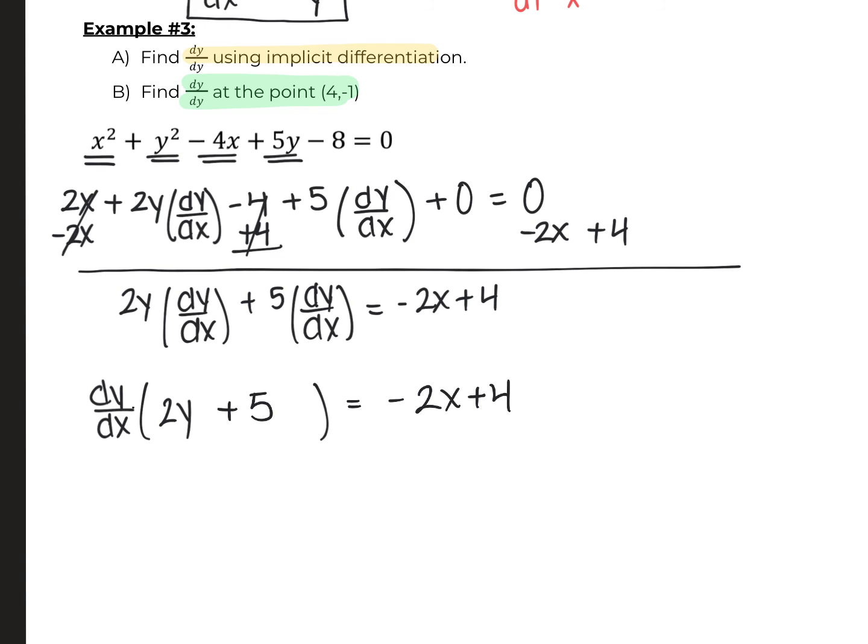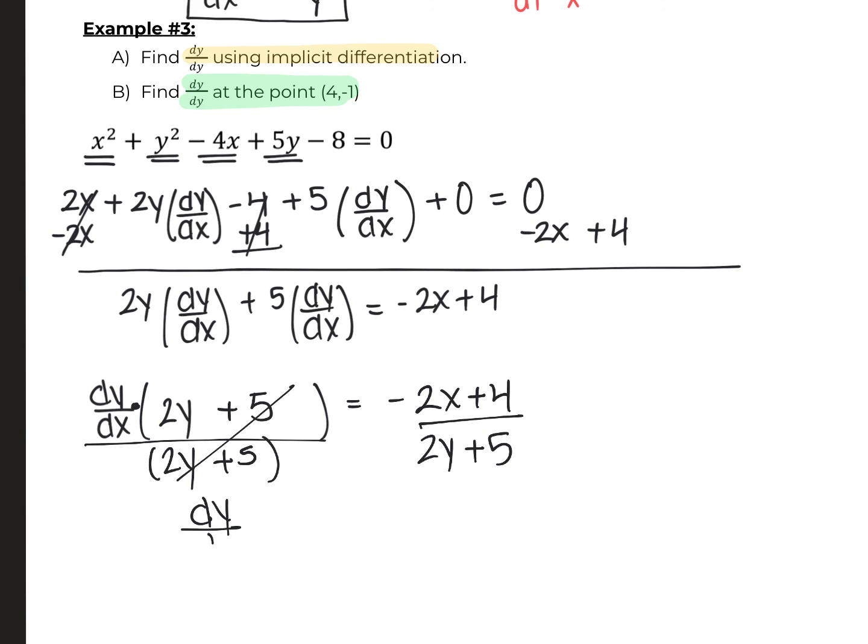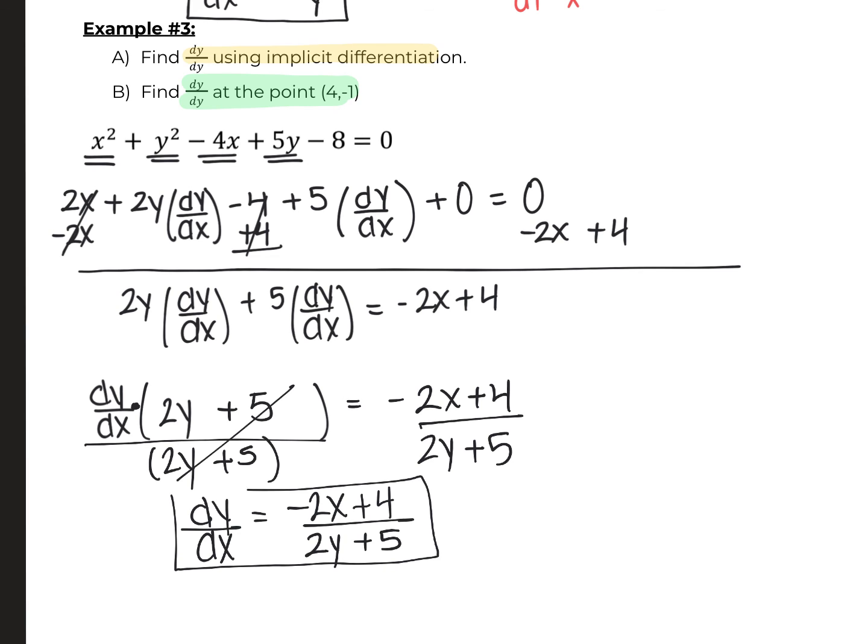So then, since this dy over dx is attached to this by multiplication, we can divide 2y plus 5 on both sides. So my final answer for my derivative, dy over dx, is negative 2x plus 4 all over 2y plus 5. So this is my answer for part A.